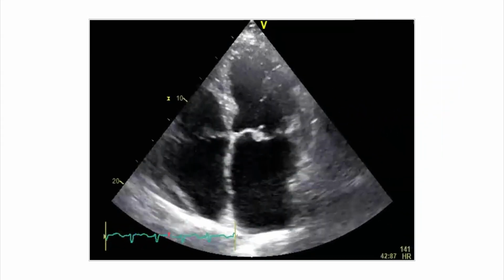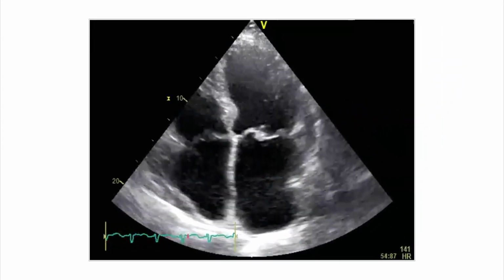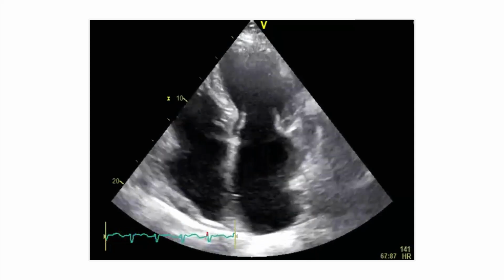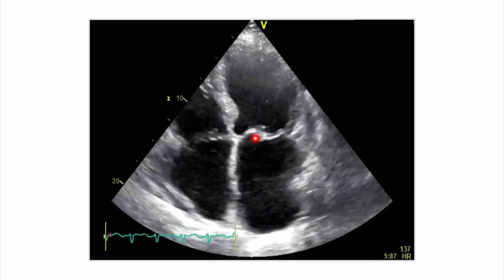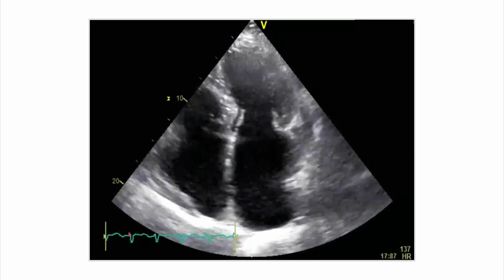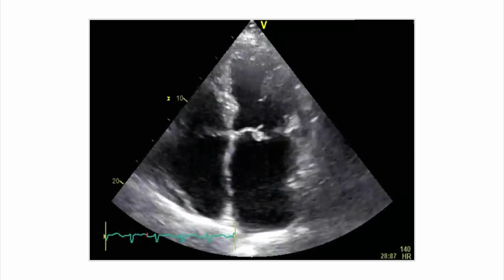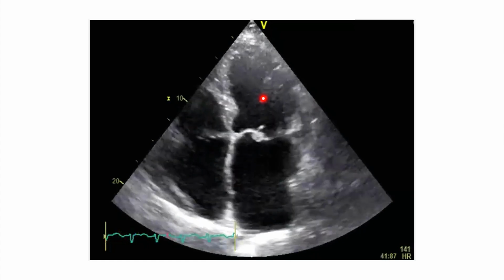Let's forget about color Doppler for a second. Just concentrate on the 2D image. The first finding we have is that of a mitral valve pathology. Just look at the leaflet here, and the posterior leaflet, it's definitely thickened. But I want to focus more now on the left ventricle. See how hyperdynamic the left ventricle is?